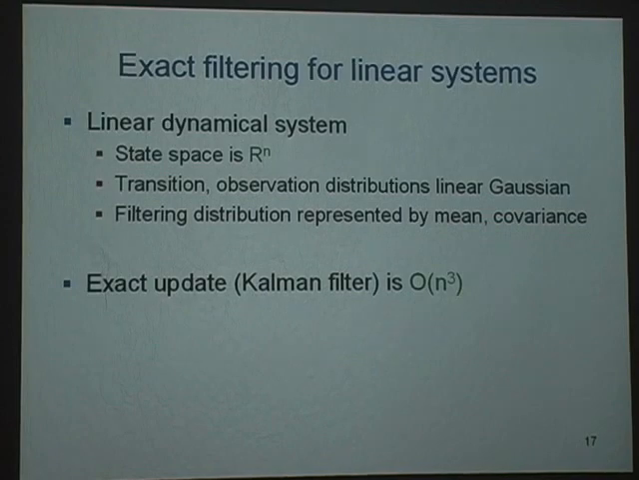Second widely known case where it's efficient is linear systems. Here the state space is now a continuous state space. It consists of real vectors, n-dimensional. And the distributions are all linear Gaussian. In this case, we would always maintain the filtering distribution as a Gaussian with a mean and covariance. And here again, it turns out that you can update the mean and covariance in time n cubed, where n is the dimension. So again, it's polynomial, because representing the distribution already takes n squared numbers, so n cubed is still a polynomial.